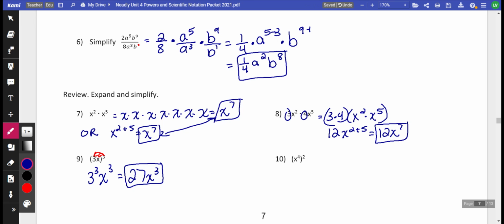For number 10, I want to distribute this 2 to the 4. So x to the 4 times 2. Again, when you have one base and two exponents, you multiply those. So that's x to the 8th power.